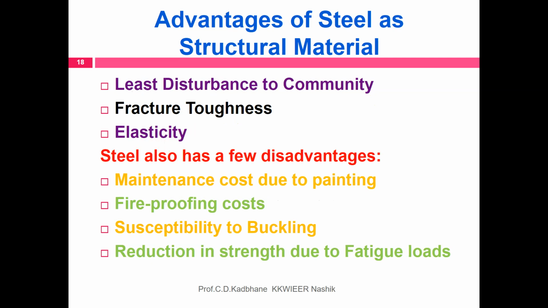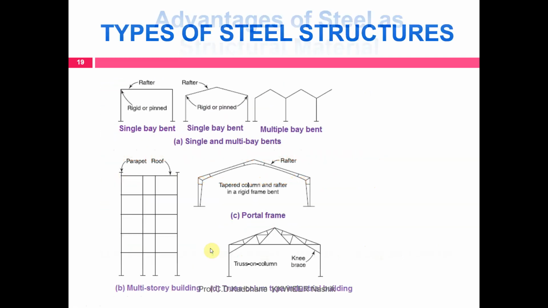Steel has certain, or you can say few, disadvantages. What are they? First, maintenance cost due to painting. Second, fireproofing costs. It requires fireproofing. Special paints are to be provided on the surface to protect from fires. Third, susceptibility to buckling and reduction in strain due to fatigue loads. If there is a fatigue load, there is a possibility of reduction in strain due to fatigue.